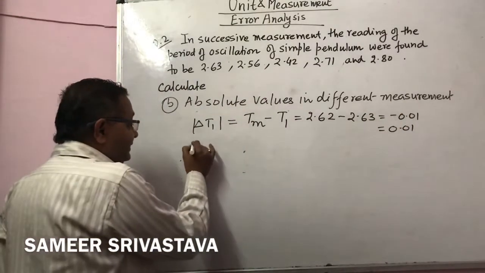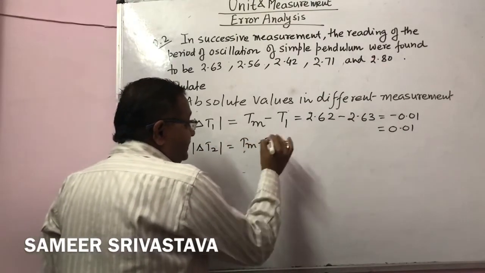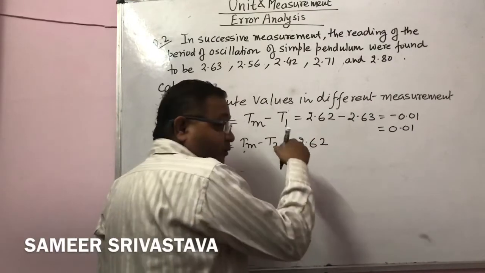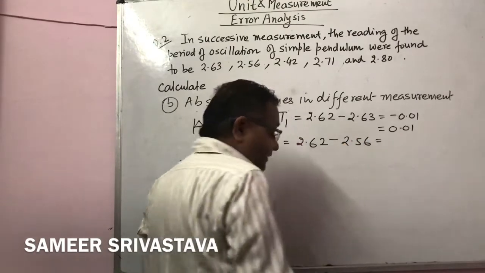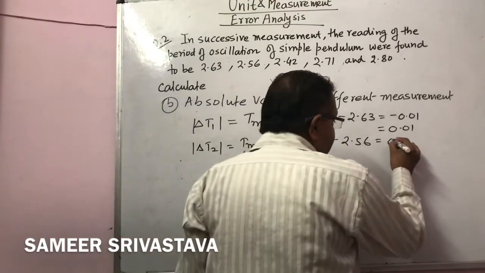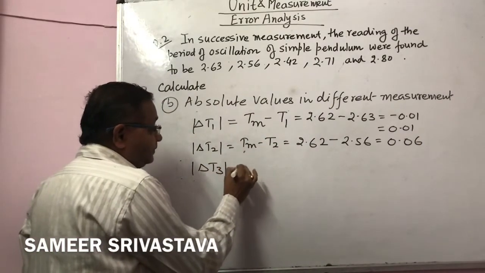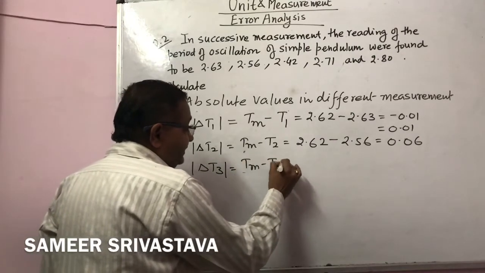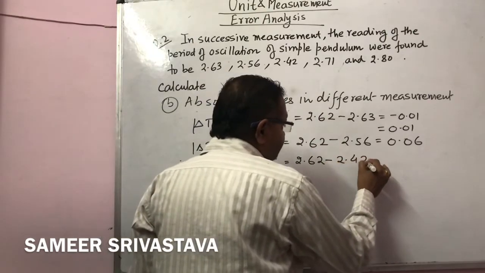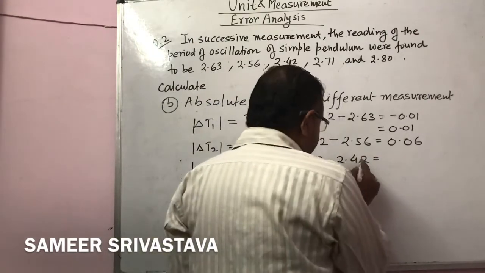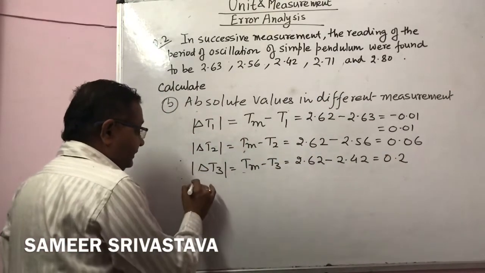Now second, delta T2, this is Tm minus T2. Tm is 2.62 as we found earlier, minus the second value 2.56. This value will be 0.06. The next is delta T3, Tm minus T3. Tm is 2.62, T3 is 2.42. This is 0.2. Okay, right.